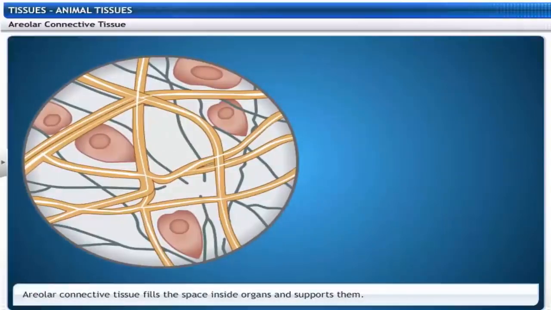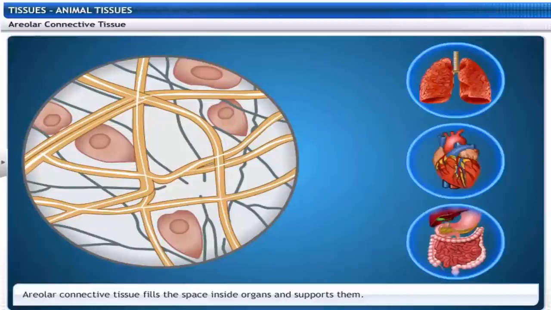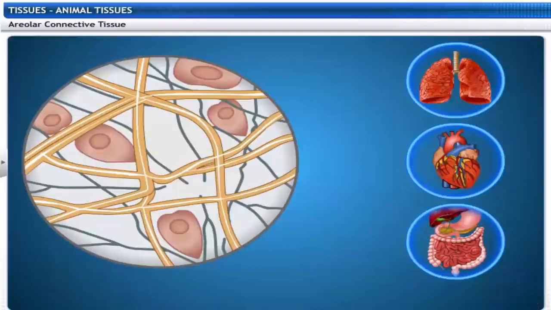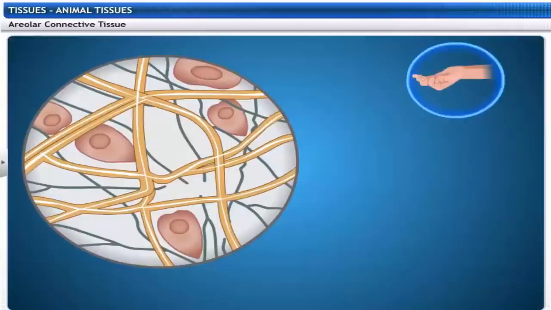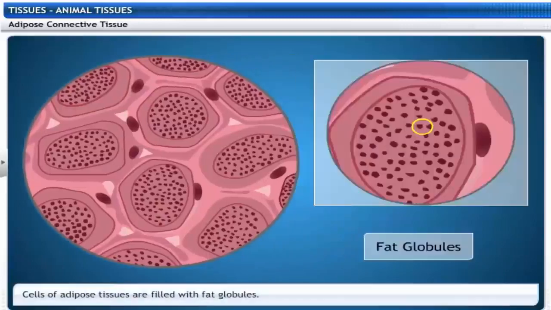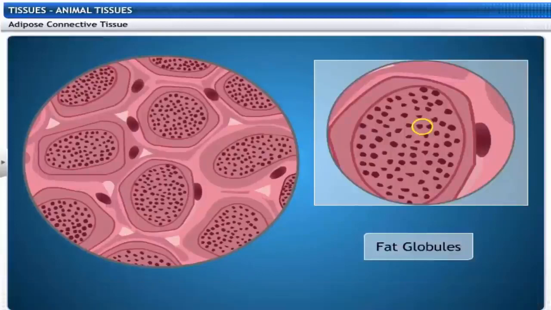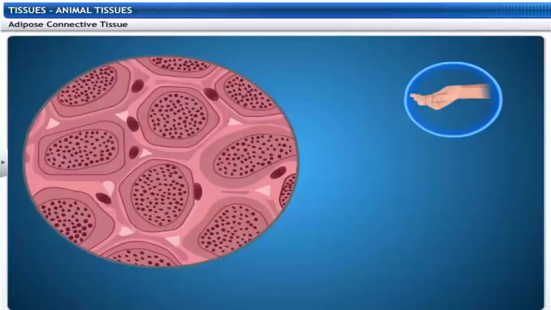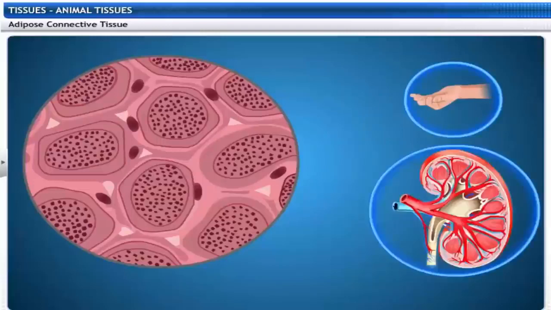Take a look at these irregular shaped cells. They are areolar connective tissue that fills the space inside organs and supports them. Such tissues are found between the skin and muscles and around blood vessels and nerves. Here's a look at the adipose connective tissue. Cells of this tissue are filled with fat globules. It is found below the skin and around internal organs like kidneys and acts as an insulator.